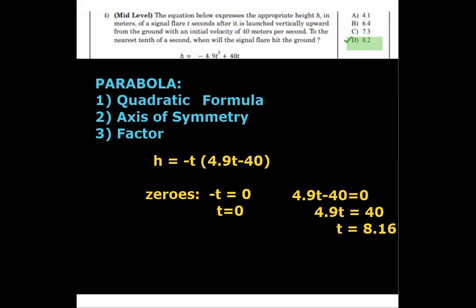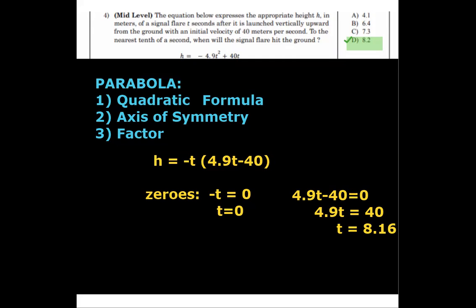We could use the quadratic formula. We could use the axis of symmetry and find the vertex, which would be the half time for this symmetric launch, or we could factor the equation. Here, I thought it was easiest if we factored the equation, so I factored out negative t. Then we have 2 factors, negative t times 4.9 t minus 40.